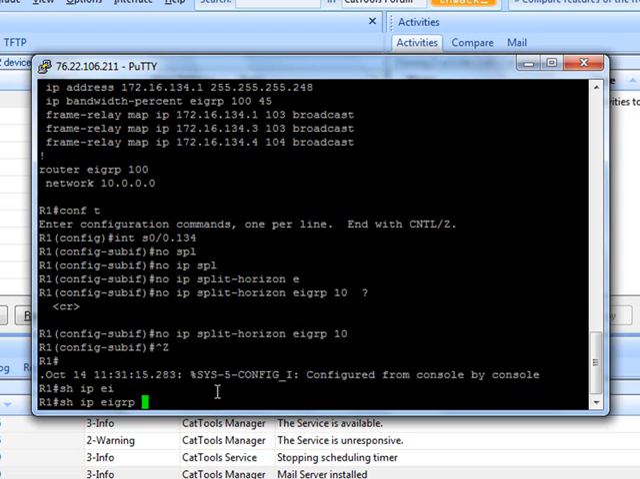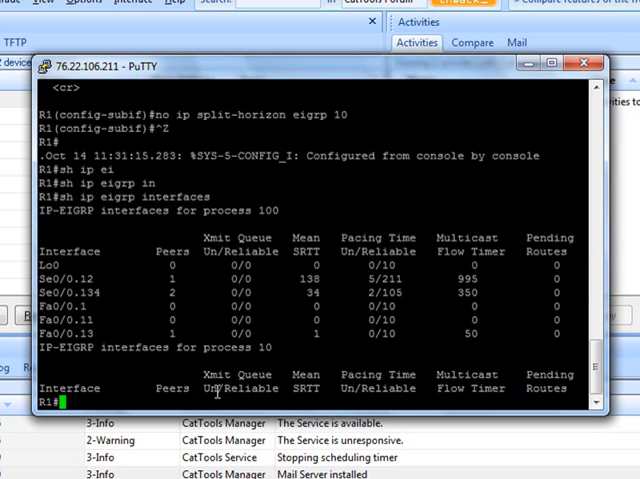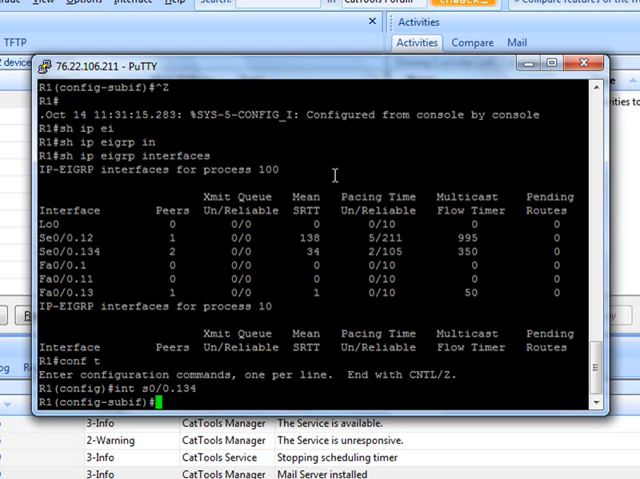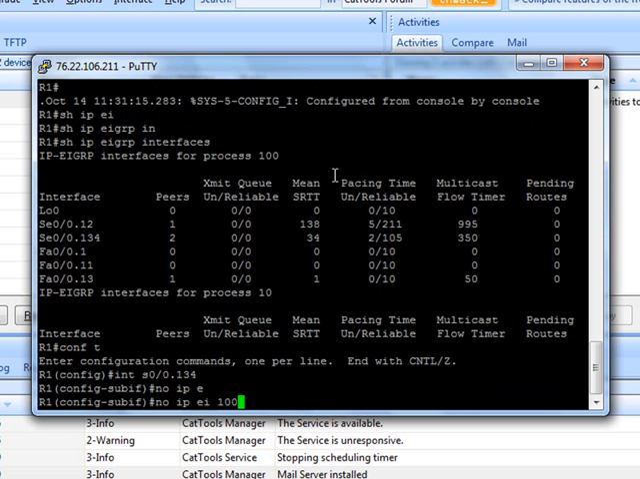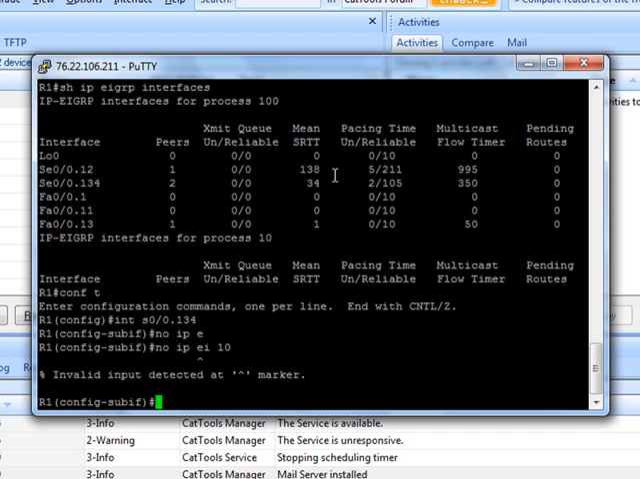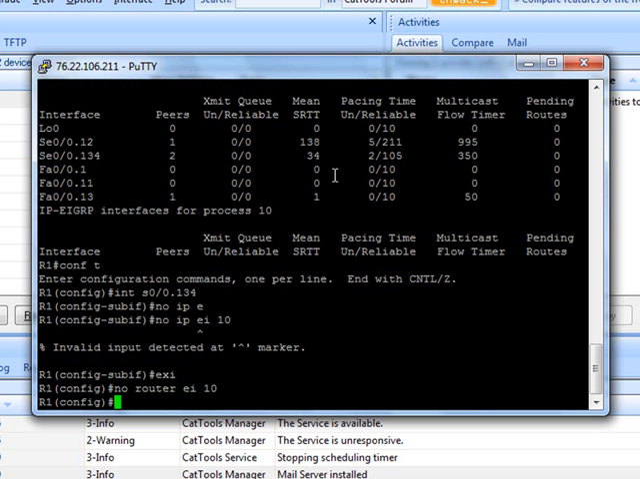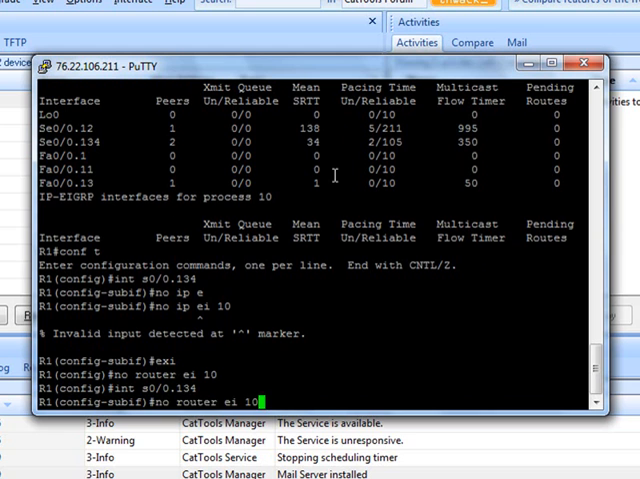Show IP EIGRP interfaces, and it actually didn't drop. I was expecting it to. Oh, you'll notice here I mistyped it. This is one reason why it's very important to be able to verify what it is you're typing. So first we'll do no IP EIGRP 110, no router EIGRP 10. Now we'll go back to our interface here. We'll actually put it in correctly.